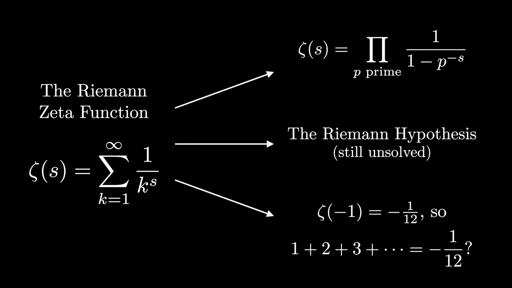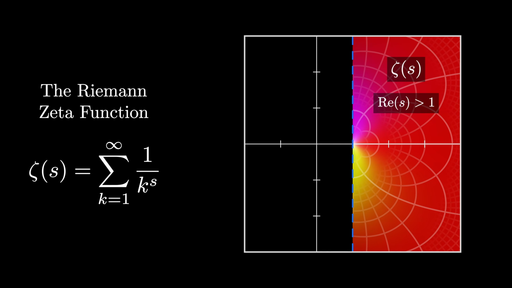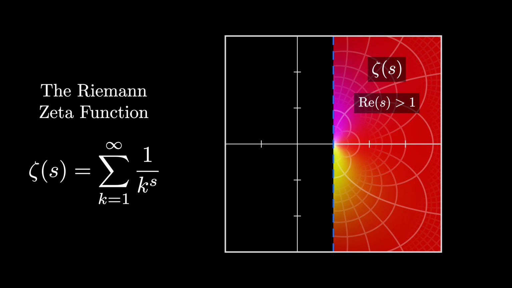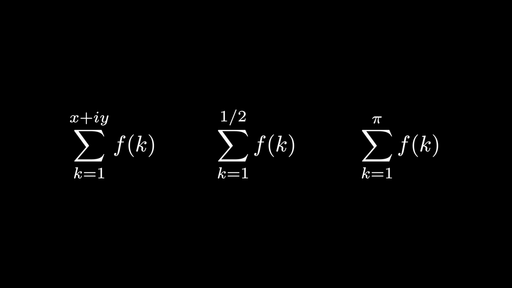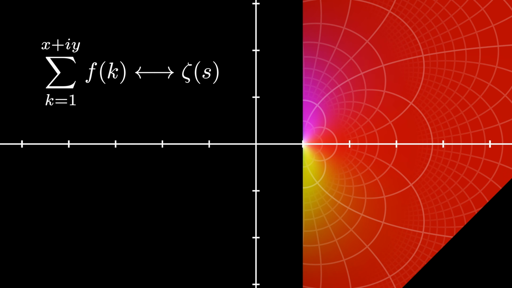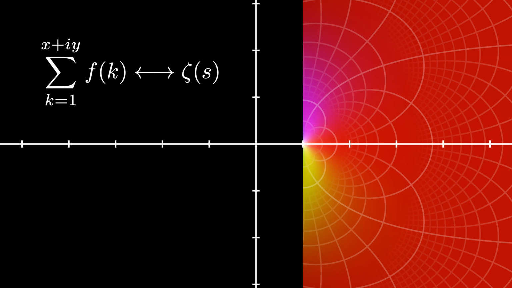But there's one problem. The sum only converges when the real part of s is greater than 1, and a lot of the interesting stuff happens elsewhere. Well, the topic of my last video was not infinite sums, but fractional sums. That is, we saw how to extend summation to allow for fractional, irrational, and even complex upper bounds. In this video, we'll see that there's a surprising connection between these fractional sums and the zeta function.